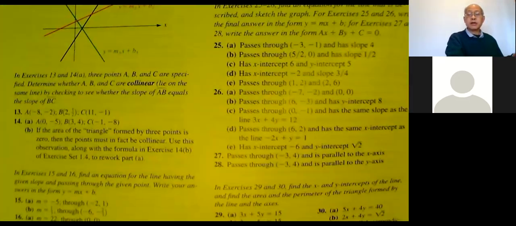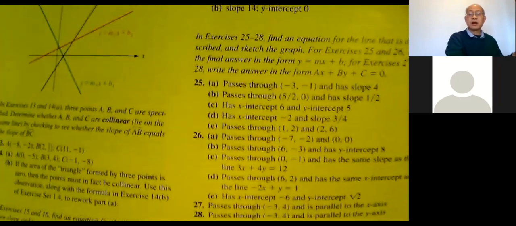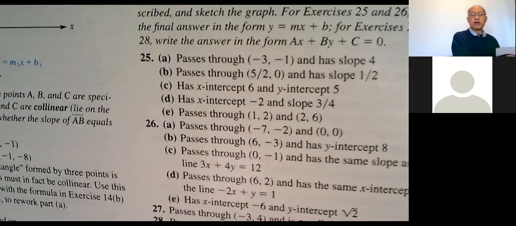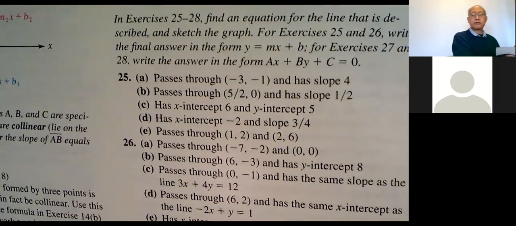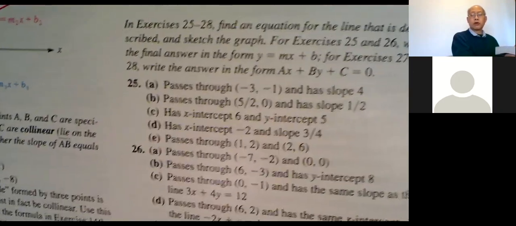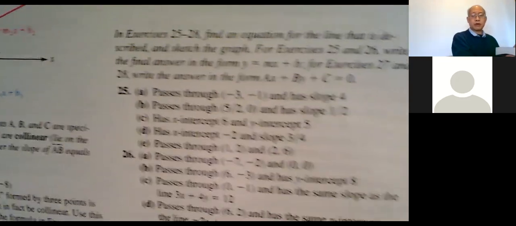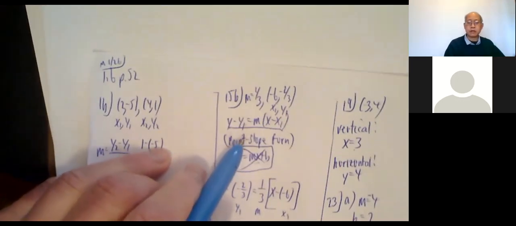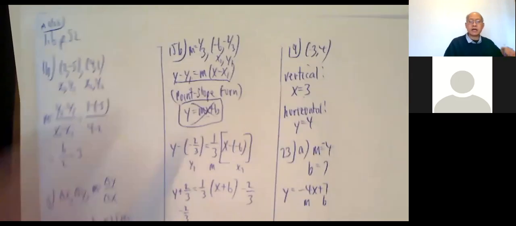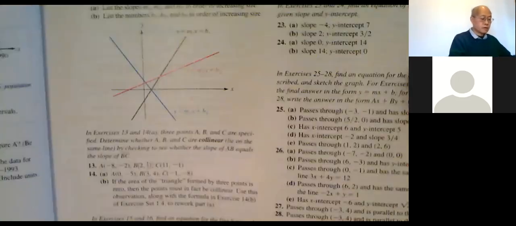Okay, so how do I do some of this stuff? Okay, 25. A and B are very similar. Just do the point slope form. They give you the point, (-3, -1) for A, (5/2, 0) for B, and a slope, 4 or 1/2. That's something we've done before, right? You throw it into y minus y1 equals m times x minus x1. Okay? So for A and B, that's what you do.